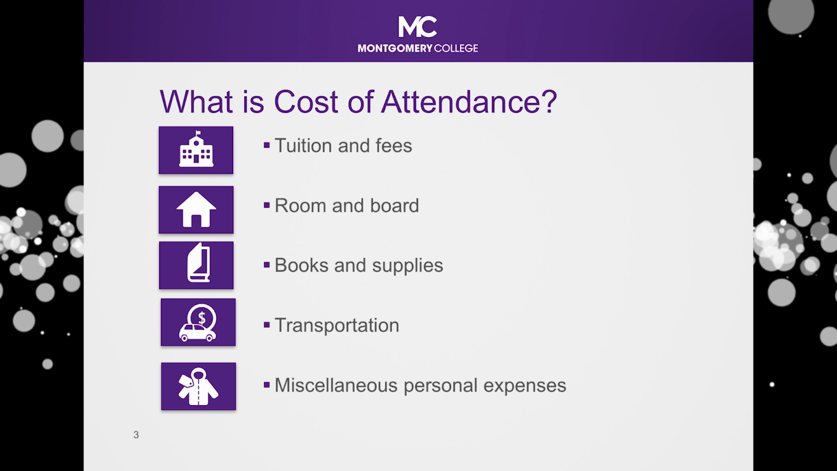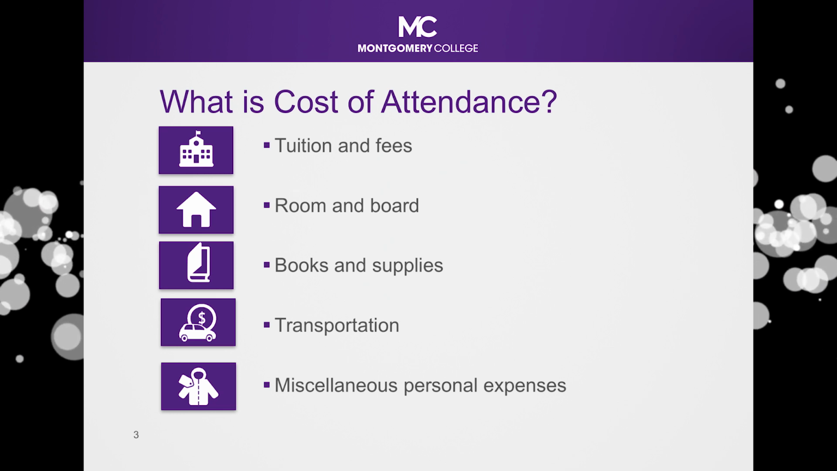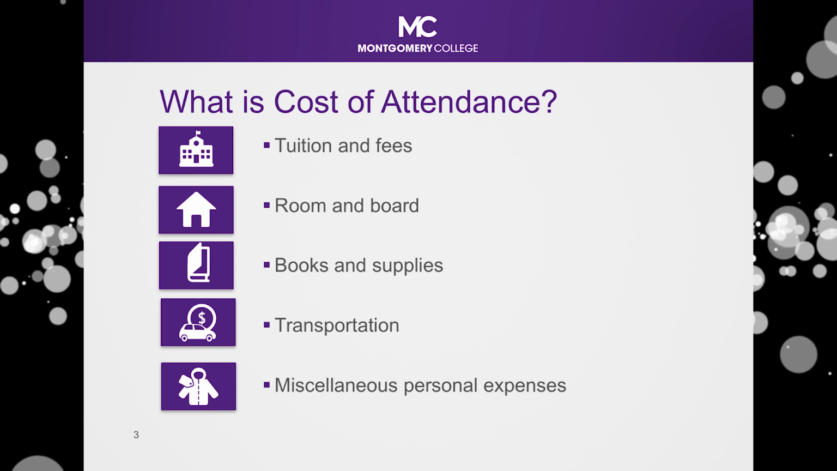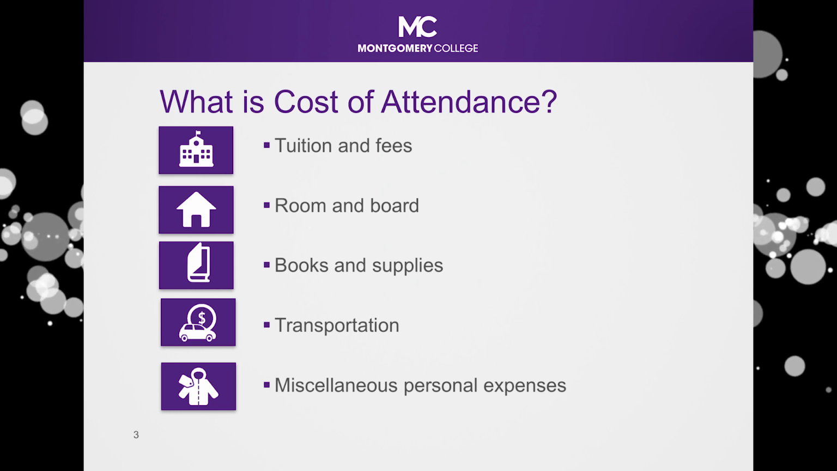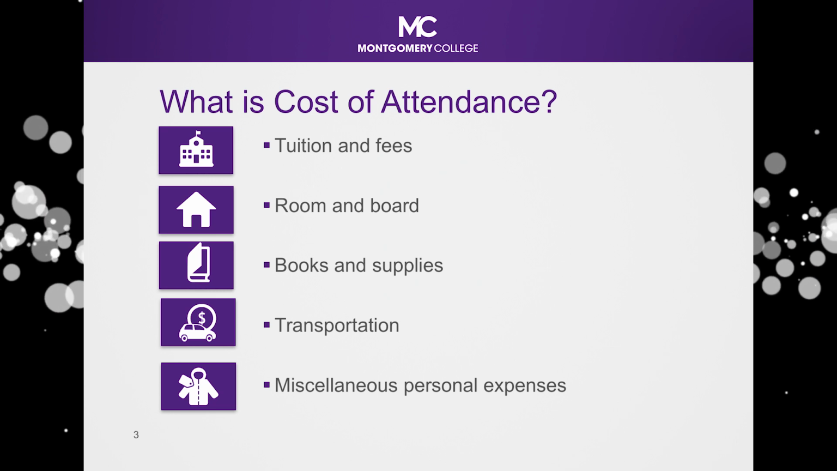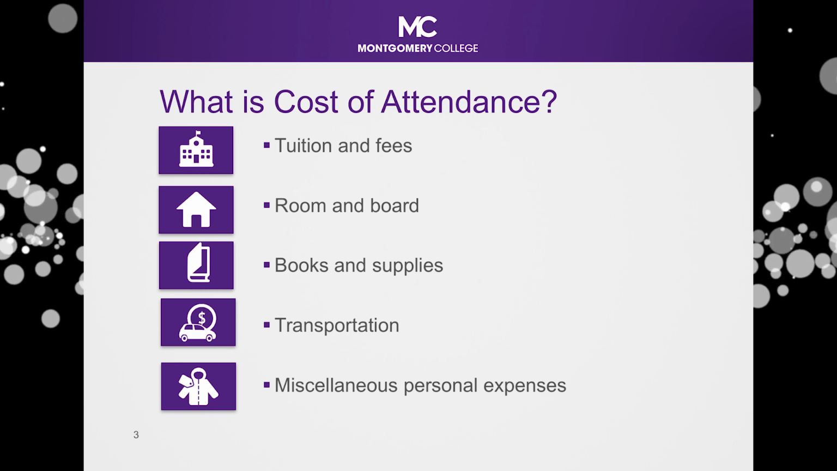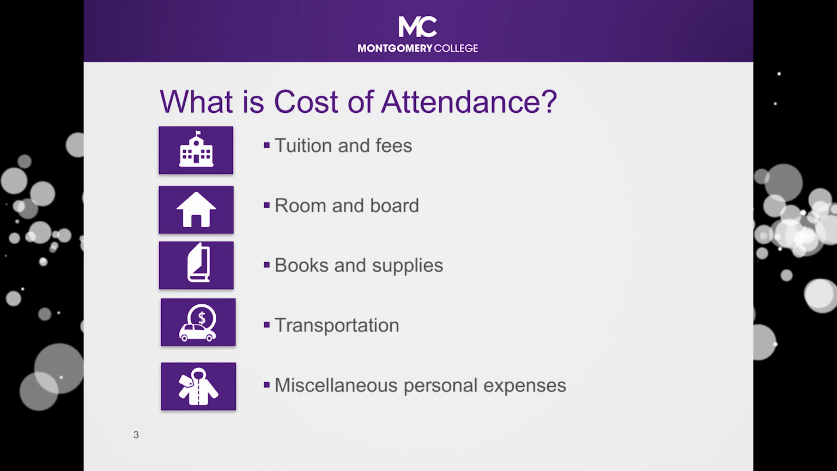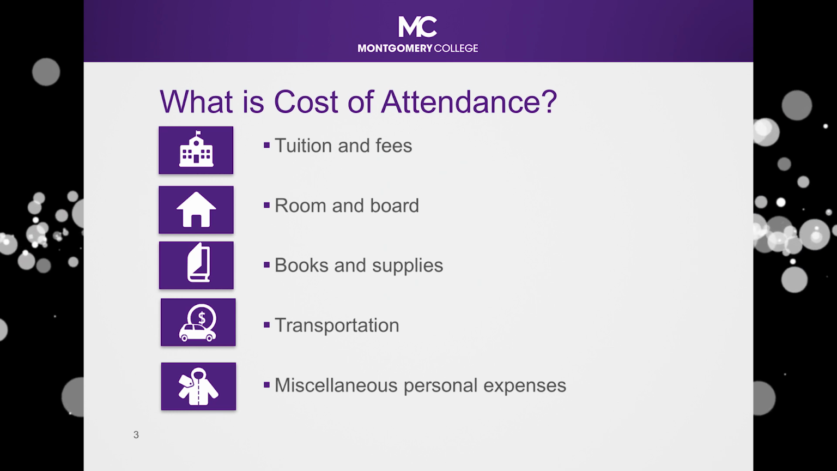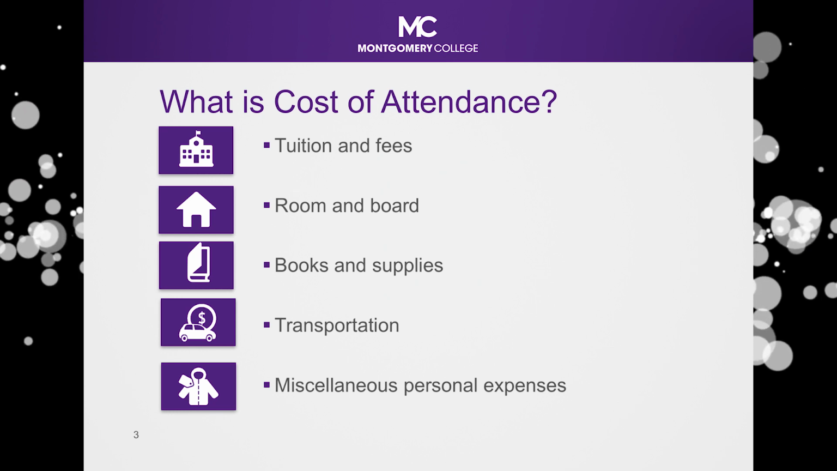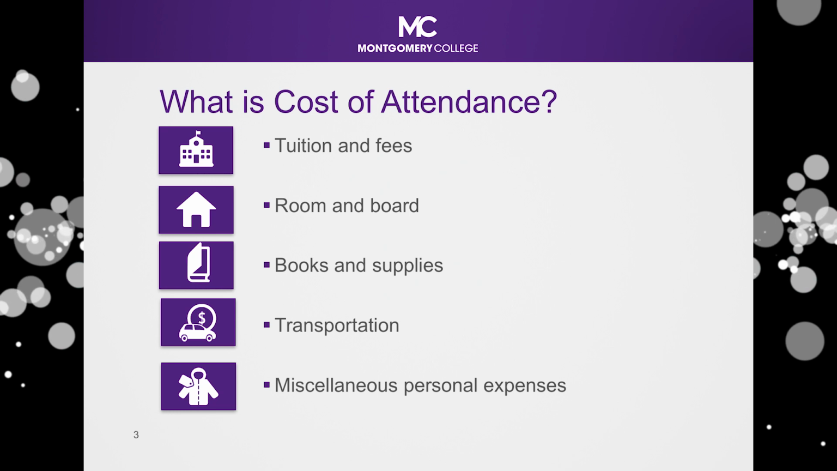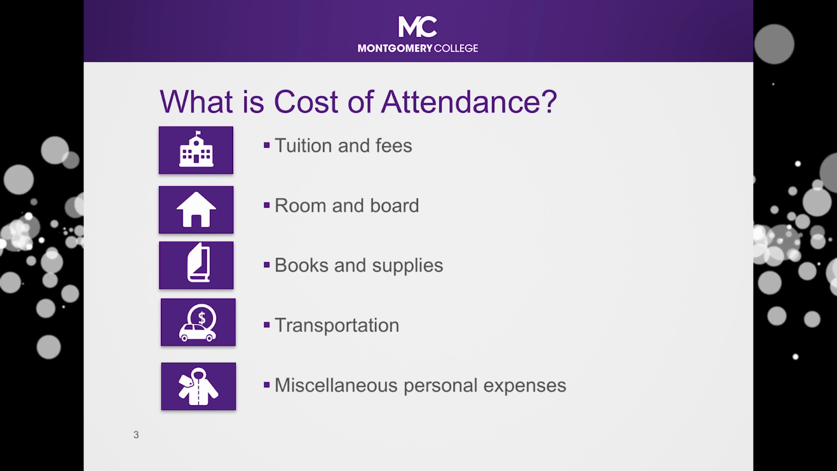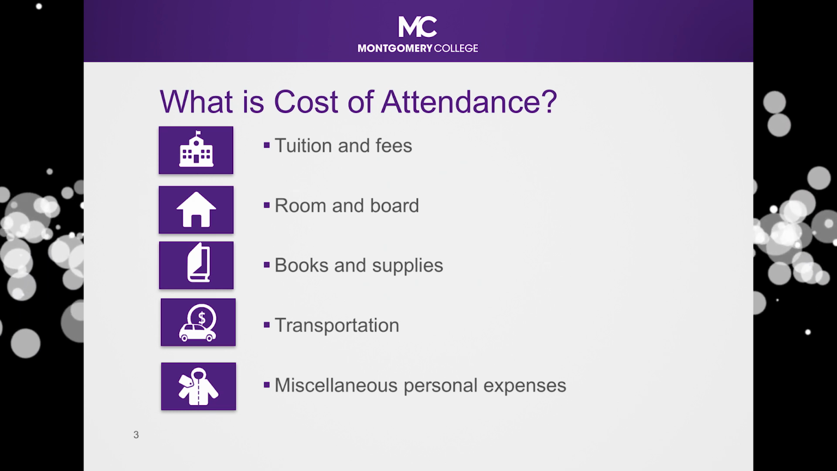Transportation, you have to get back and forth. If you live here in Maryland and you decide to go to college in California, there's going to be transportation to get you back and forth. If you live in Montgomery County and you decide to go to Montgomery College, you still have to get back and forth. If you live around the corner and you have to walk, you still have to buy shoes, okay? There's going to be some kind of way you have to get here. So we do include transportation costs in. A lot of schools, depending on where you're going to school, if they have a lot of students that are from out of state, may even include charges for going back and forth home at different times during the year.